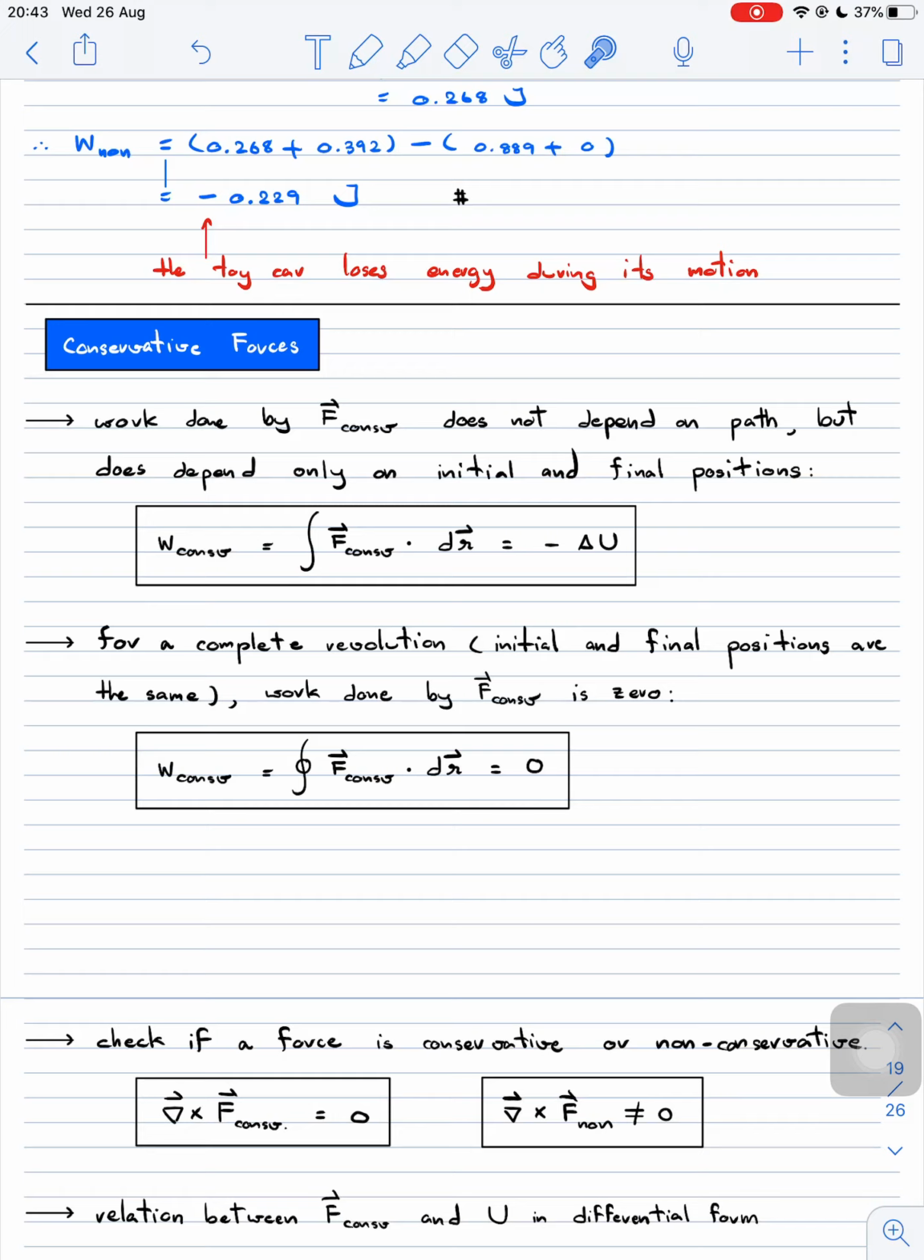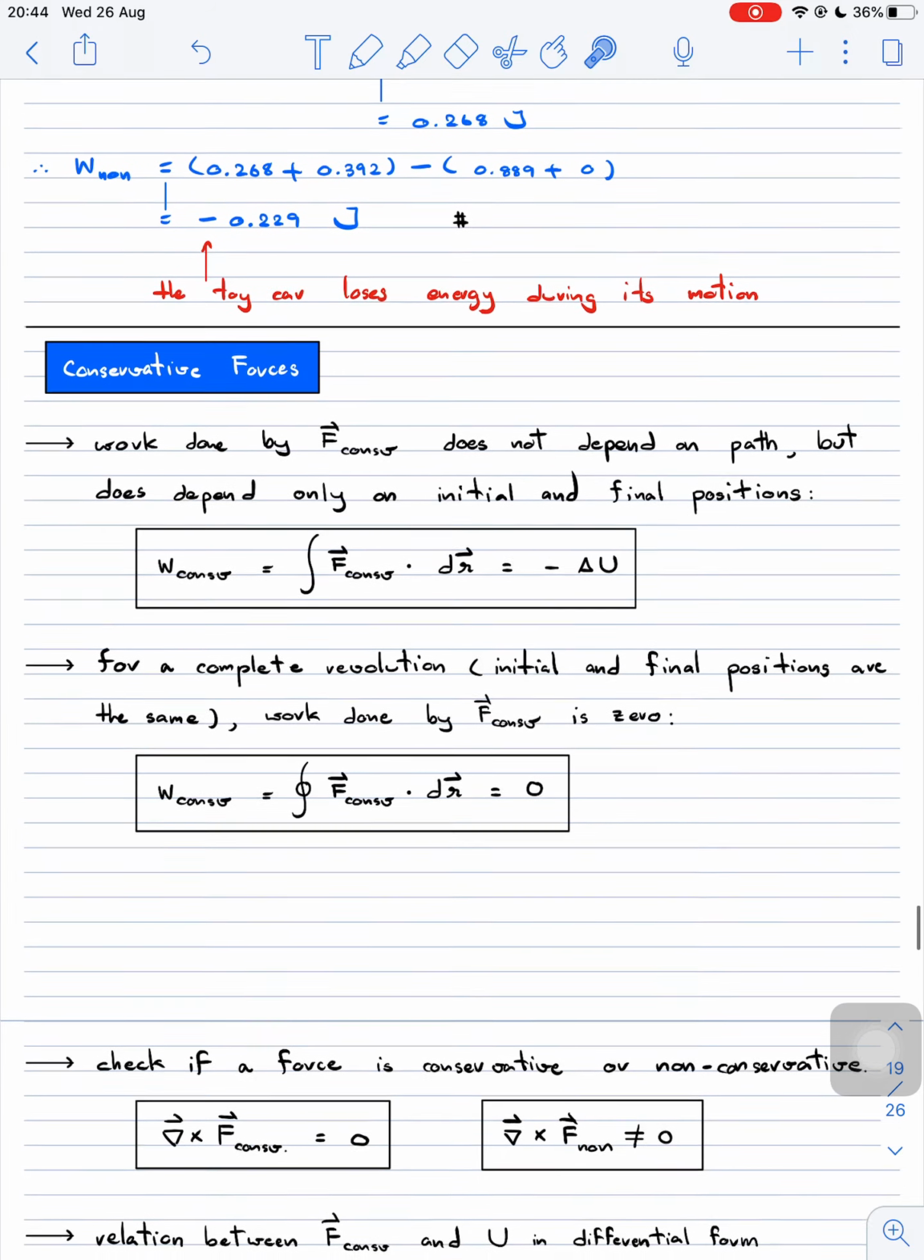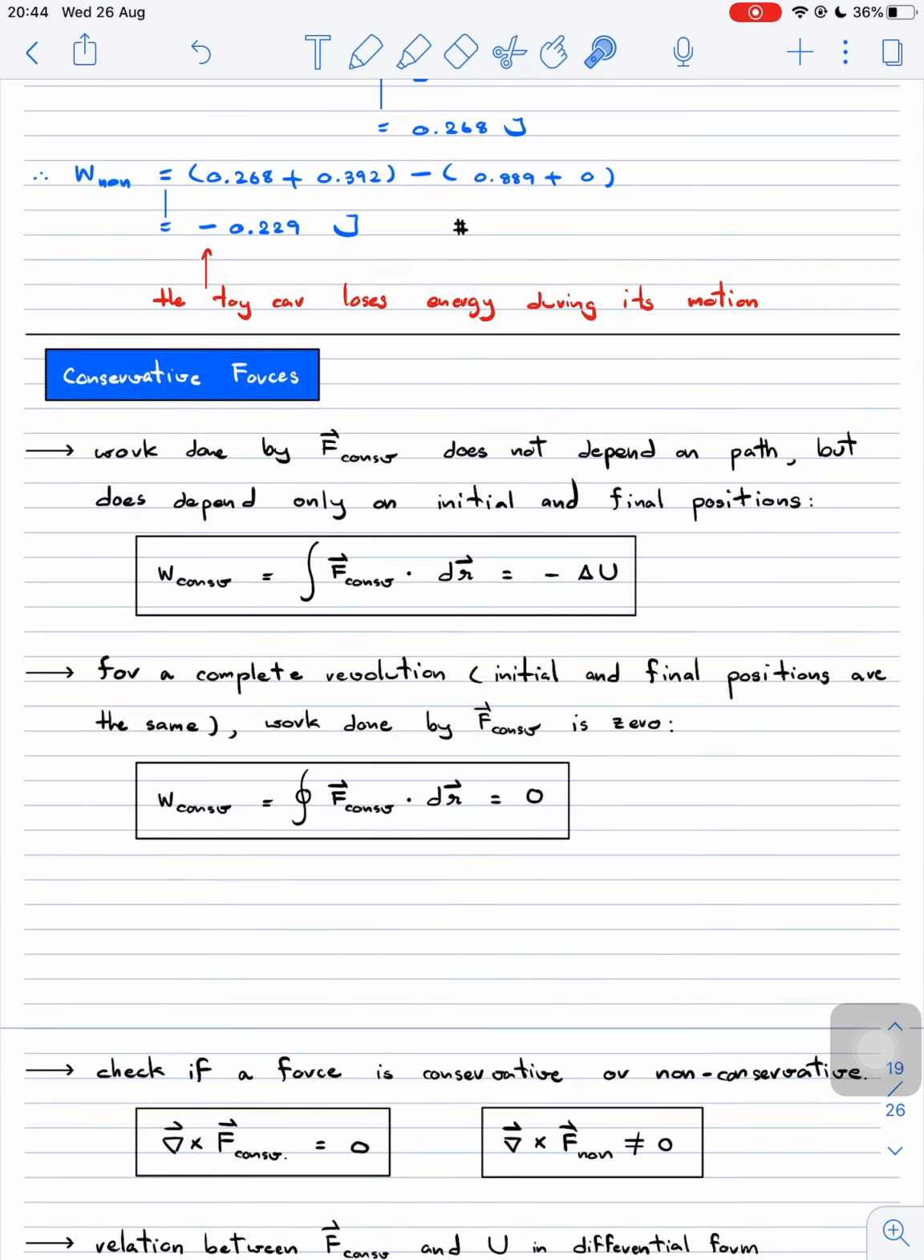That force is conservative or non-conservative. Another idea is, if we have a function of the potential energy depending on x, y, and z, we want to find the conservative force corresponding to that potential energy. So how should we do that? Let's just revise the conservative force.